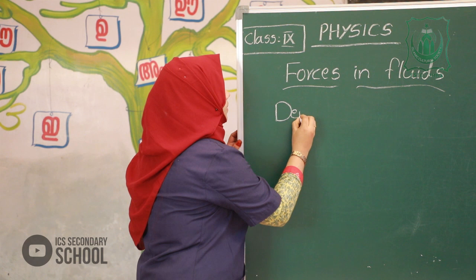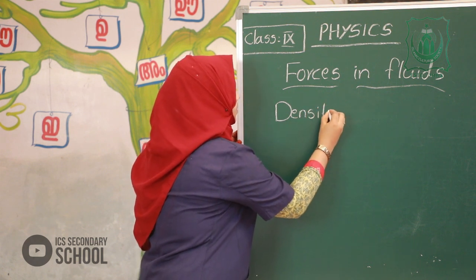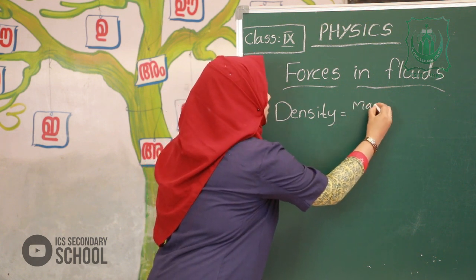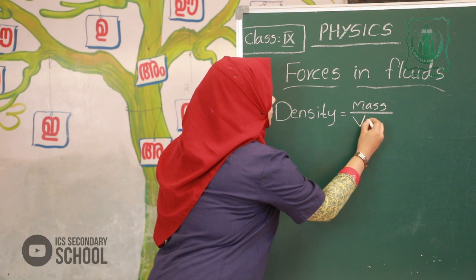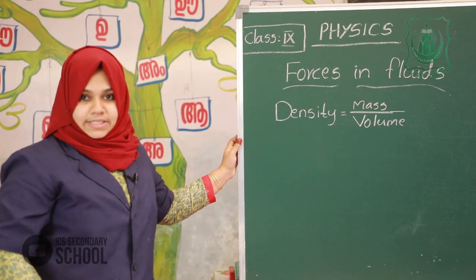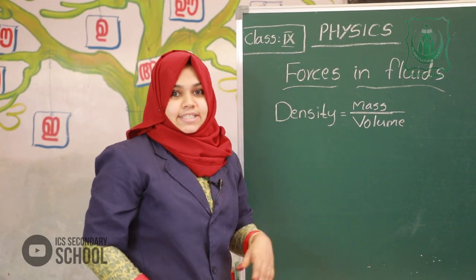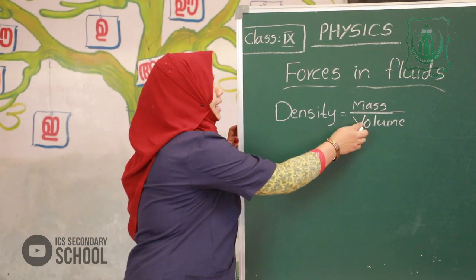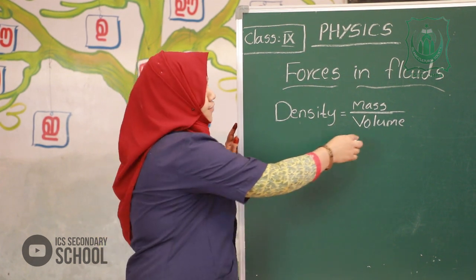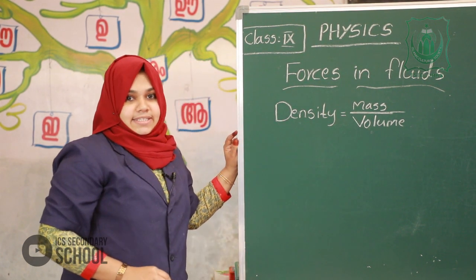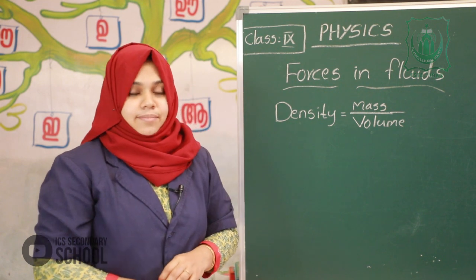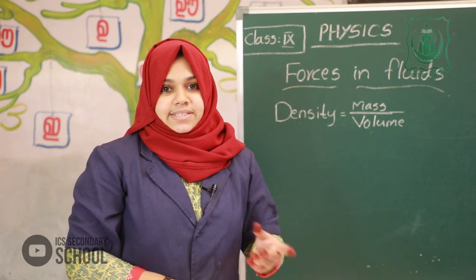Density is equal to mass by volume. So, here when the paper is folded, its volume decreases. In that time, density increases because density is inversely proportional to volume. When volume decreases, density increases. So, the folded paper sinks in the water because of the increase of density. Do you understand? Yes.